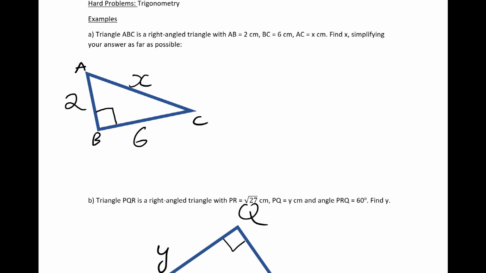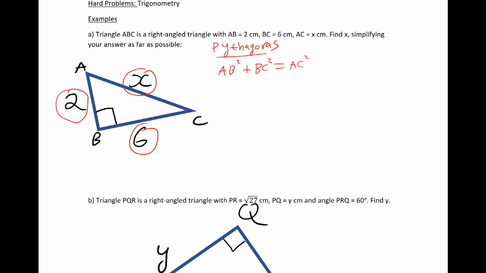In the question, we're given a right-angled triangle with 2 known sides, and we want to find the third side. So we should know that we need to now use Pythagoras' theorem. And Pythagoras states that the sum of the squares of the 2 smaller sides, so in this case, AB squared plus BC squared, is going to be the square of the hypotenuse, or the longest side, AC squared.